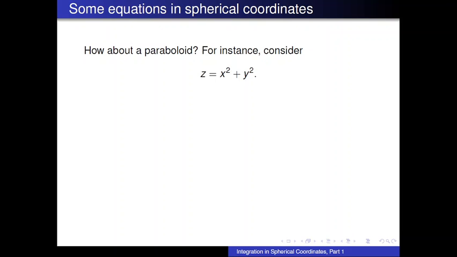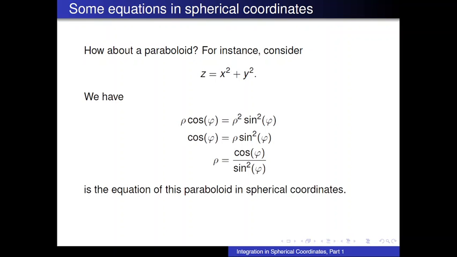So we had z equals x squared plus y squared. That was the equation of an upward opening paraboloid. And if we replace z with rho cosine of phi, and x squared plus y squared is again rho squared sine squared of phi, then I guess we could divide out by rho, as long as rho is not 0. And then we're left with the equation cosine of phi is rho times sine squared of phi. And so then we could solve for rho, and we'd have rho equals cosine of phi divided by sine squared of phi.